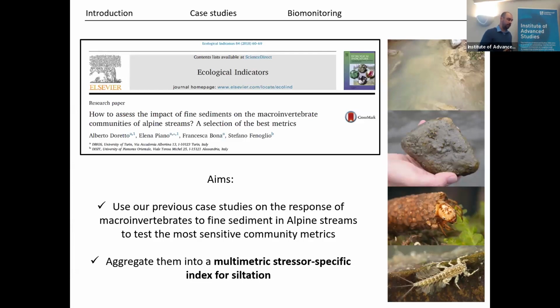To this end, some years ago, my colleagues and I tried to develop a new biomonitoring index based on the macroinvertebrate communities and also designed for Alpine rivers. Compared to the previous ones I mentioned, this new biomonitoring index was a multimetric index. So we tried to identify what are the best community metrics that respond to fine sediment, and then to combine them into a new biomonitoring index.